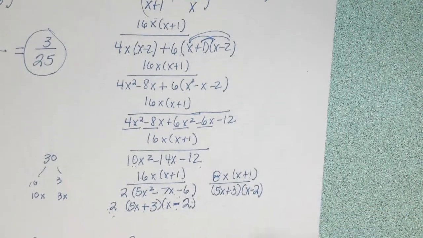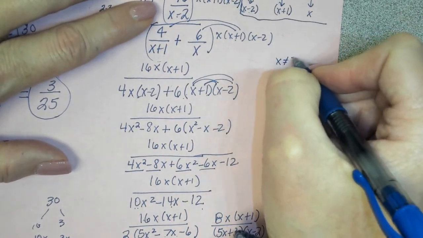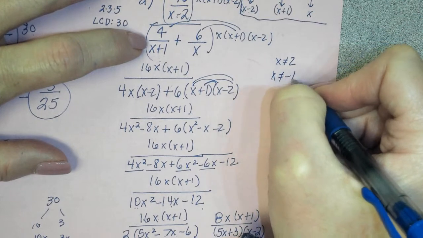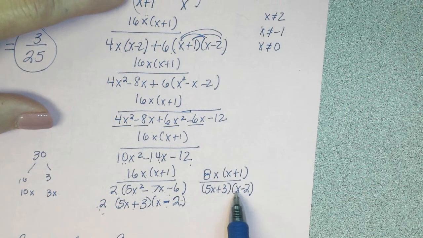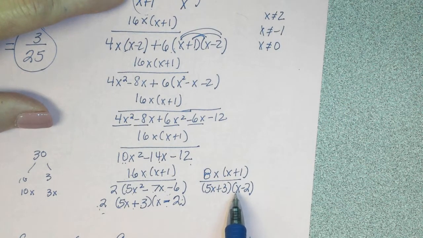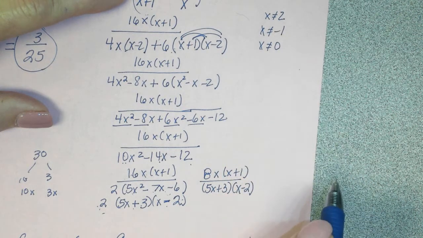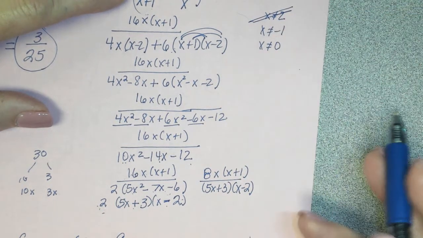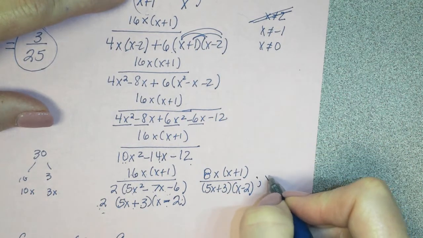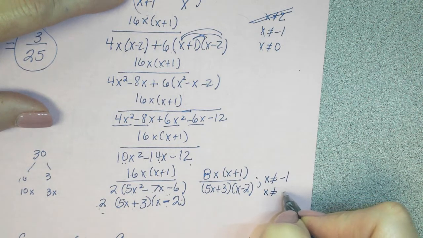To find restrictions, I'm going to have to go all the way back up to the beginning. X was not allowed to be 2, x was not allowed to be negative 1, and x was not allowed to be 0. Can I see all of that down here? I can see x can't be 2, right? But what else? X can't be what? I've got this one covered, guys. So I'm going to have to say then that this is equivalent, but x cannot be negative 1, and what else? X cannot be 0.